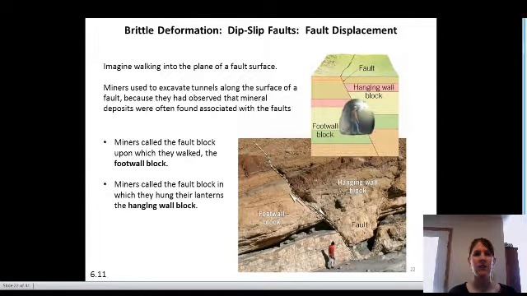Miners would excavate tunnels along the fault because mineral deposits tend to occur along these fault lines. So you would get a lot of mining activity here. When you would drill a hole straight in along this fault line, the section above you would be called your hanging wall block because that's where you'd hang your lanterns, and the section below you would be your footwall block because that's where you were walking. No matter what the angle is of your fault, you're always going to have one section that is primarily above you and one section that's primarily below you. So you have your hanging wall block and your footwall block.